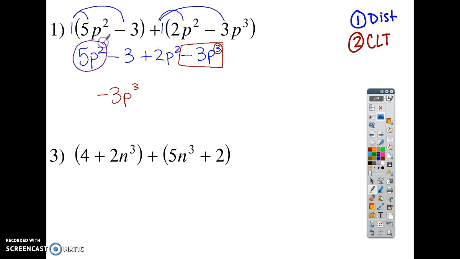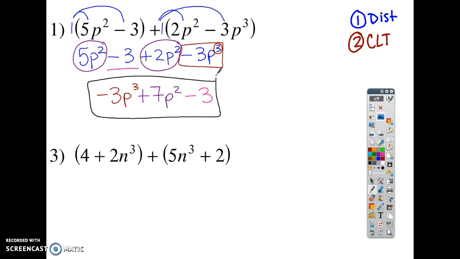So this one goes with this one, and it says that we're adding. So what's 5 plus 2? Positive 7p squared, because they both have a square. And then the last one is this minus 3, and there's nothing else that looks like that one, so I'm just going to put minus 3 here at the bottom, and this is your answer.